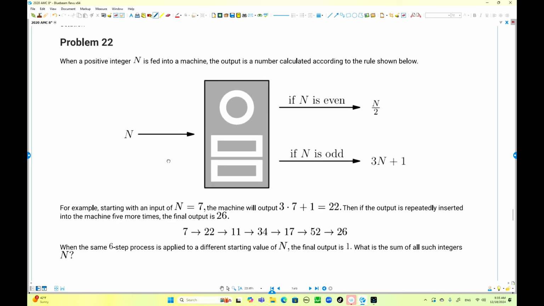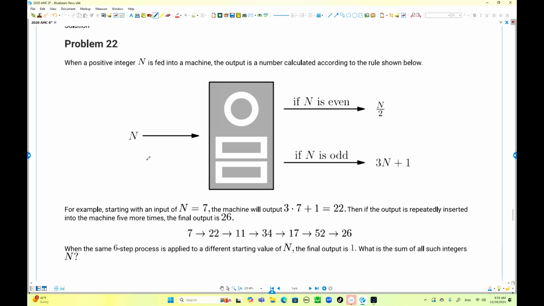So number 22, this is a logical computation, kind of a logic, computer. So if we have a number and the number is even, you can divide by 2, n over 2. If this number is odd, 3 times this number and plus 1, okay? With 6 steps, the final number is 1. What is the original number?